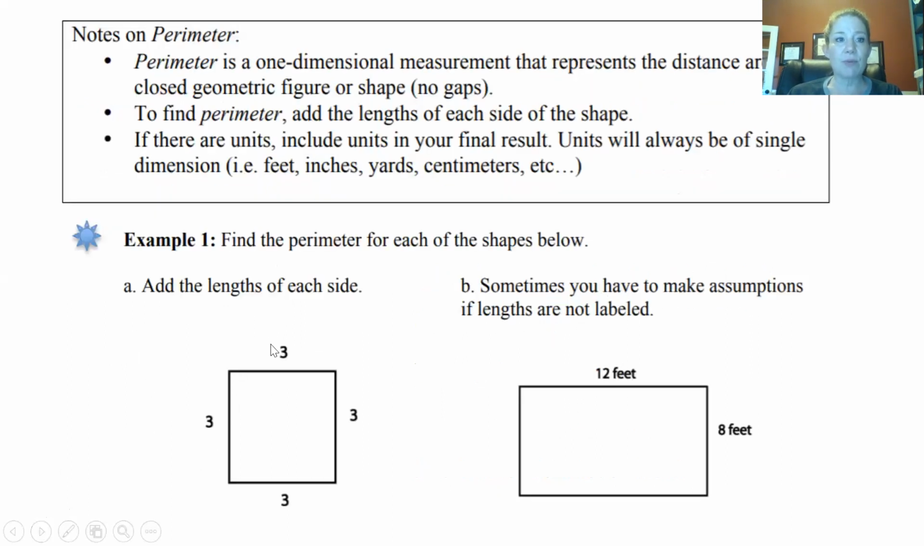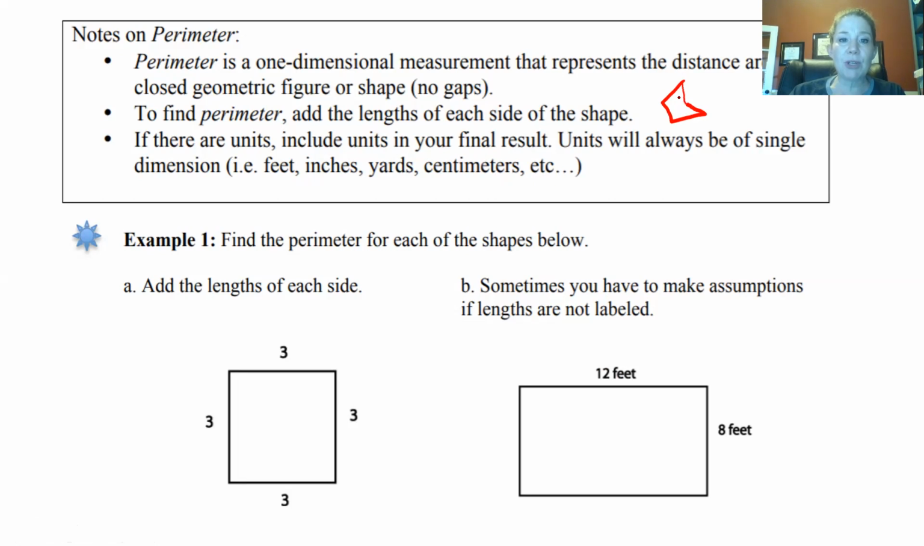So, notes on perimeter. Perimeter is a one-dimensional measurement that represents the distance around a closed geometric figure or shape. So for example, if you have a picture that looks like this, and it's asking you to find the perimeter, well, you can't find the perimeter of this figure because this is not a closed figure. In order to find the perimeter, you have to have a closed figure like that.